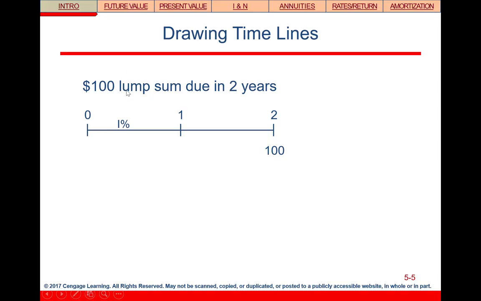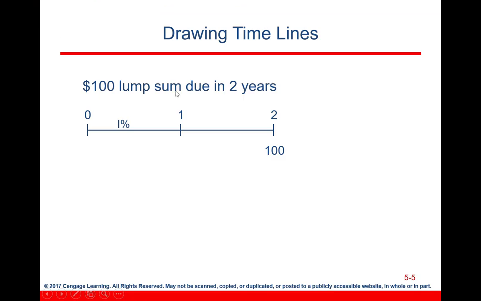So the first exercise is draw a timeline of $100 lump sum that is due in 2 years. The money is a $100 lump sum, so it's paid to you as a whole. You don't split the payments, right? So it means that there's only one cash flow because it's lump sum, and it happens at the end of the second year because it's due in 2 years, right?